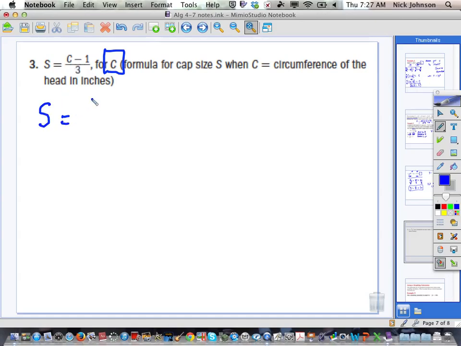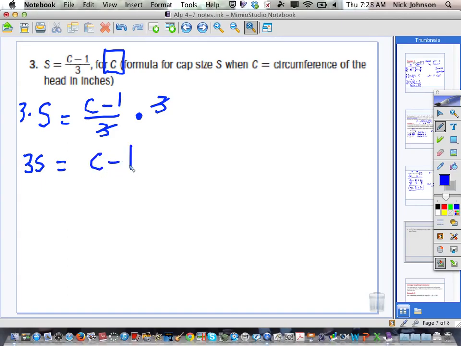S equals c minus 1 all over 3. C is on the right side. I got to move everything else. So let's get rid of this denominator first. The inverse of dividing by 3 is multiplying by 3. Whatever I do to one side, I do to the other. Gives me 3s is equal to, okay, 3's are gone, c minus 1.